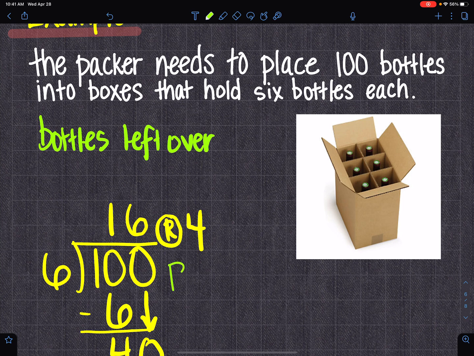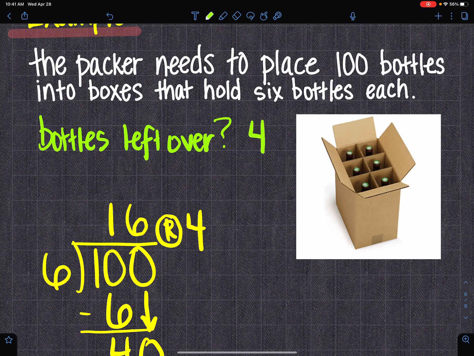Think about it. If this were remainder 6, you could put another box. You could put those in another box, but there's only 4. So there's no way the remainder will be more than 5, right? It could be 4 or 5 or 3 or 2 or 1, but if you have 6, that's going to fit into the box. So there's no way you'll get a remainder 6. So the bottles left over, that's going to be your remainder.